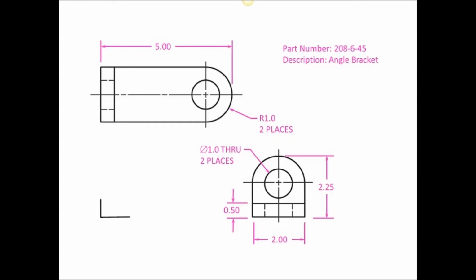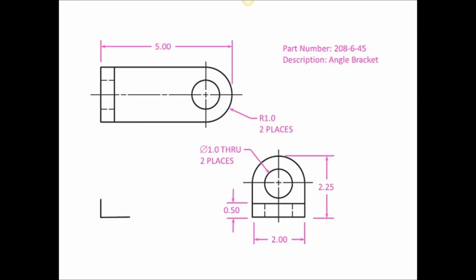We're working with part 208-6-45. It's the angle bracket. It's important to know that the part is 5 inches long, 2.25 inches tall, 2 inches wide, and the thickness of the piece is 0.5 inches. There is a through hole that is 1 inch diameter, and it is on the base and on the upright. There are also radii that are 1 inch in 2 places.